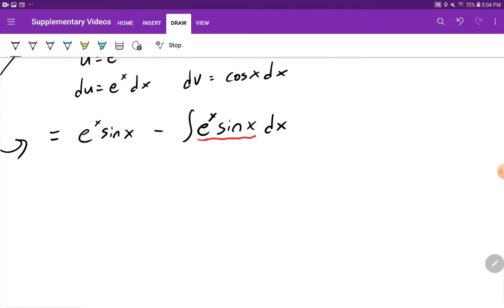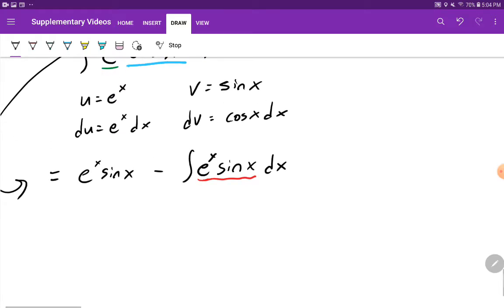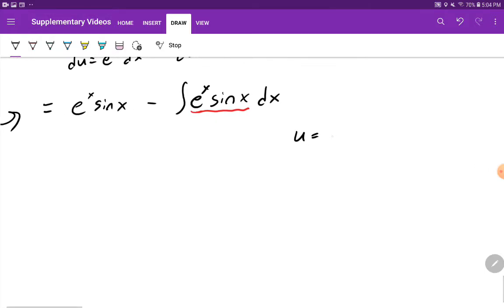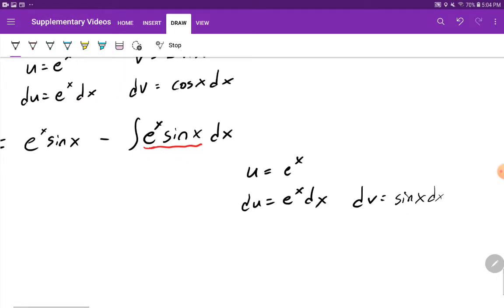Once again, sometimes some people switch up the letters. Instead of using u and v again, they'll use the next ones, like L and M or whatever, two other letters. I'm just going to use the same letters, all right? So u, once again, is going to be e to the x. du is equal to e to the x dx. dv is sine x this time, and v is negative cosine x.